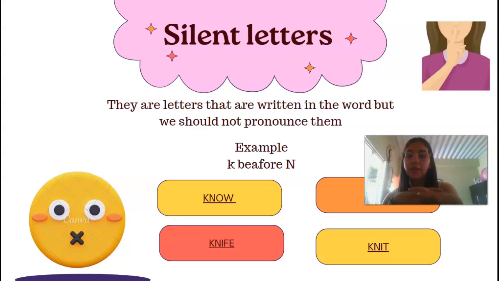Because the letter K is invisible, we don't pronounce it. In the word knife, I pronounce "nife". We don't pronounce "kanife".